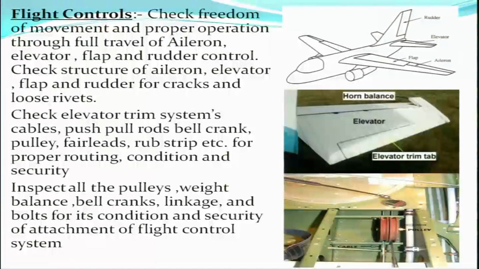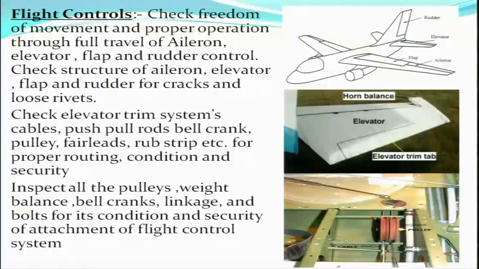Inspect all the pulleys, balance weights, ball cranks, linkage and bolts for their condition and security of attachment of the flight control system. So we have seen in the flight control system we are checking the entire surface for any cracks, loose rivets. We are checking the complete routing of the cables, whether the cables are in proper condition, the pulleys, the balance weights, the ball cranks, fair leads, everything is properly placed, is firmly attached, and there is no abnormality in the entire system.